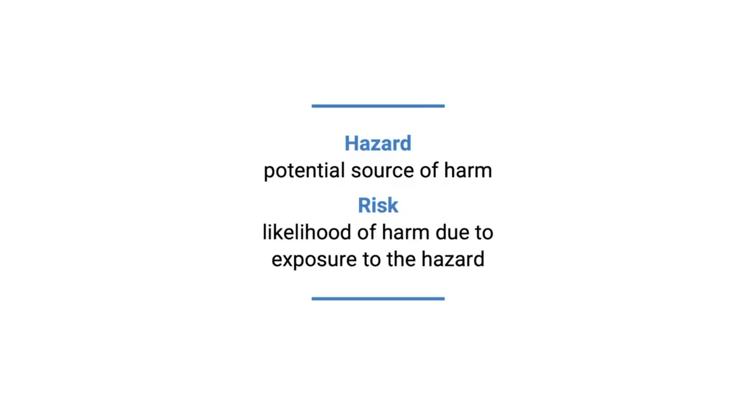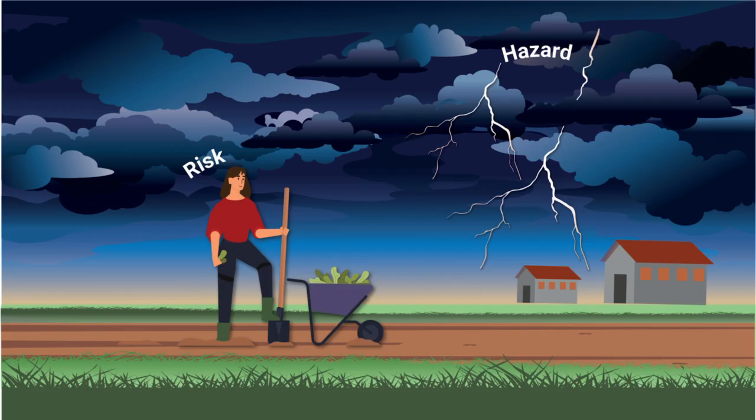Let's start by making a quick distinction between two related concepts, hazard and risk. Hazard is a potential source of harm, while risk is the likelihood and severity of harm due to exposure to the hazard. Here's a simple example. Lightning, a hazard, produces risk depending on decisions and behavior that lead to lightning strike exposure. The risk increases more by continuing to work in an open meadow than if you seek shelter until the storm passes.